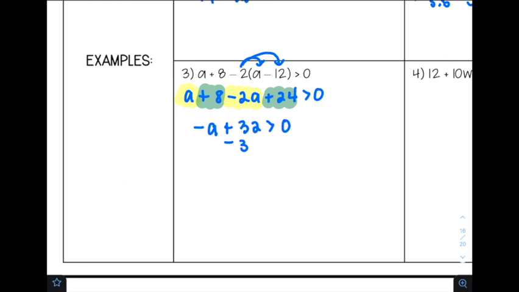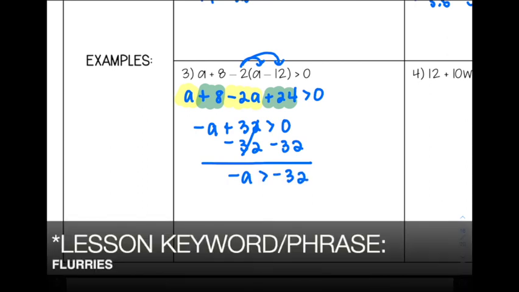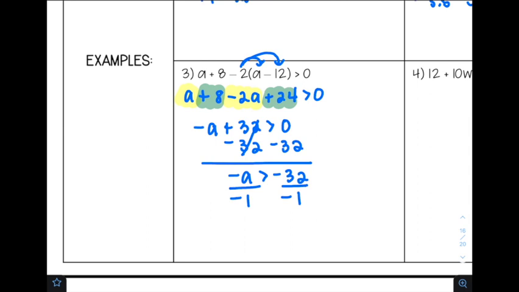I'm going to subtract 32 from both sides. Negative A is greater than negative 32. So here is what's going to affect our inequality. We have a negative A. We're dividing by negative 1 in order to cancel out and get rid of that negative value just to get A. We know we're going to get A is going to have something to do with 32.